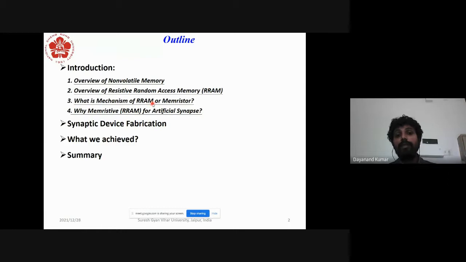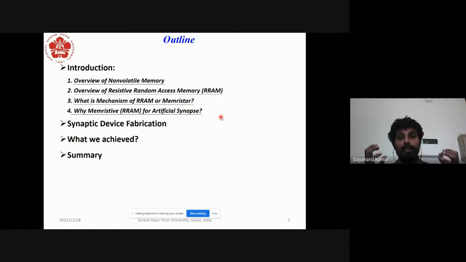RRAM, basically, the resistive random access memory or memristor, both are the same thing. If we discuss the RRAM, we will discuss the conduction mechanism in the next slides. The conduction mechanism is not completely developed yet. Most of the researchers say it is based on the oxygen ion movement in the resistive switching layer between two electrodes. And some people say this is the metal ion diffusion, but a complete theory is not developed yet. So we will discuss the mechanism also. And another thing is why memristor RRAM for artificial synapse, why we choose artificial synapse for the neuromorphic computing application.